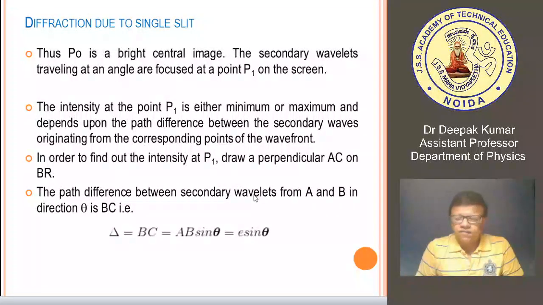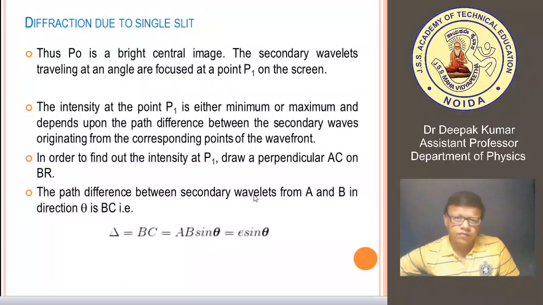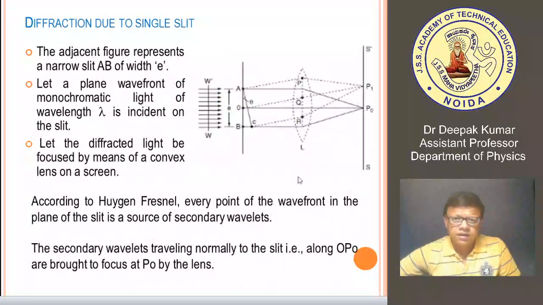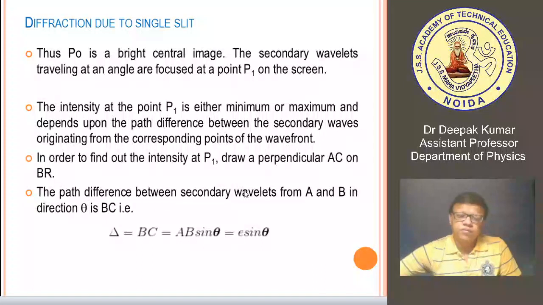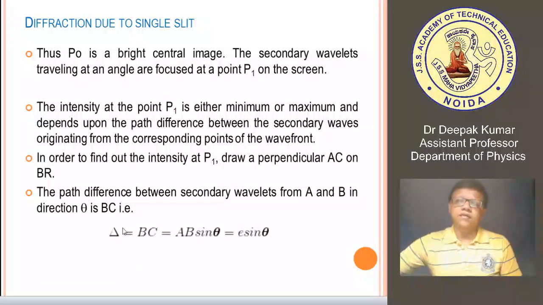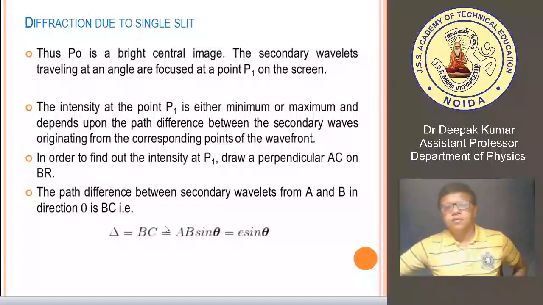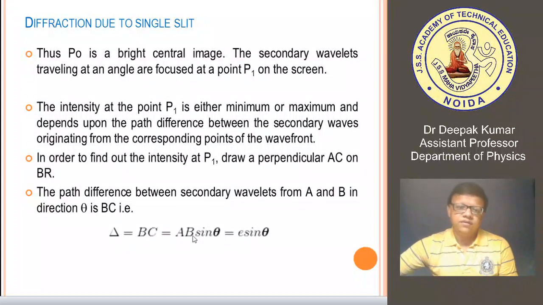Now, in order to find the path difference between the two extreme rays, we draw a perpendicular in this figure from the point A on the lowest ray, intersecting the other ray at the point C. By drawing a perpendicular from point A on this line, we get this additional distance BC, which is the required path difference between the two extreme rays originating from the topmost point A of the slit and the bottommost point B of the slit. The path difference between both these rays is represented by delta, which is BC, and BC can be expressed as AB sine theta, where AB is the width of the slit, represented by small e.